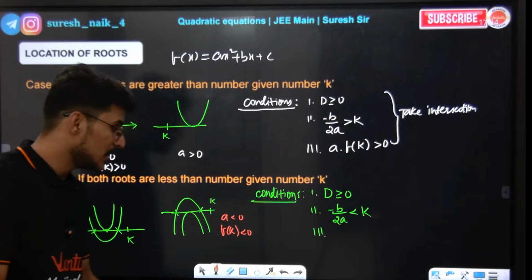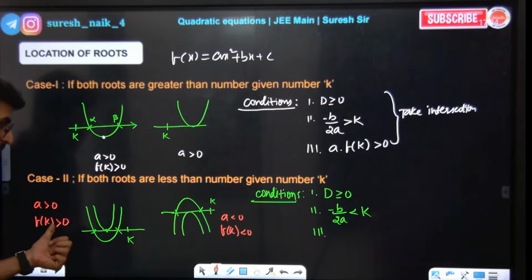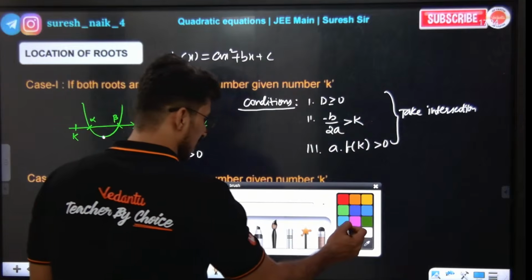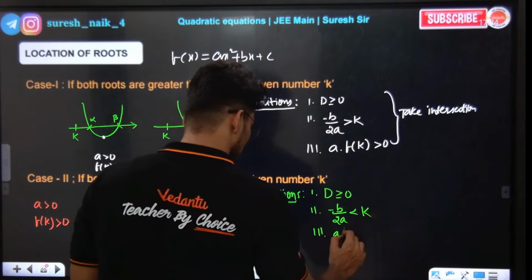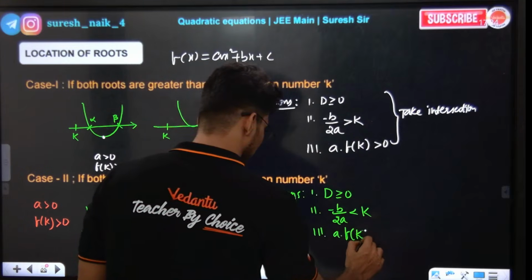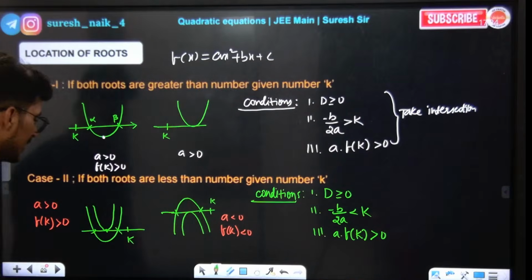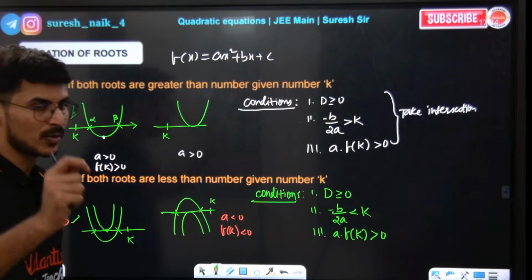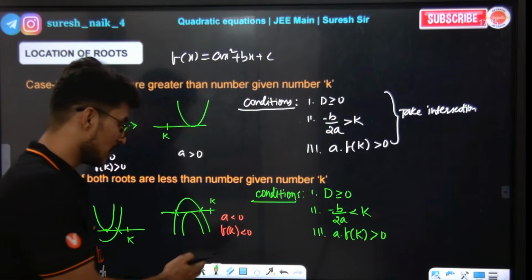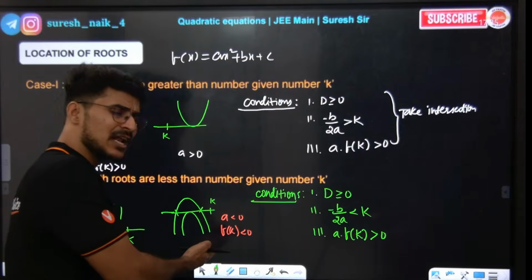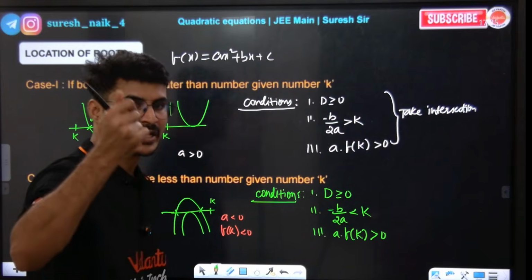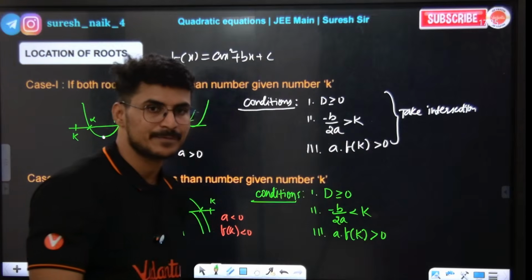Now tell me here, when you multiply negative into negative, it is positive. So the answer is that a into f of k is positive. Are you getting the point? Positive quantity into positive quantity is positive. Sir, why don't you take this graph? Here also the same conditions: a negative, f of k negative.